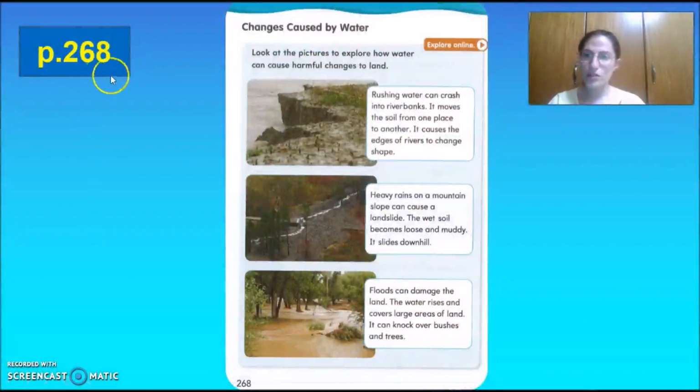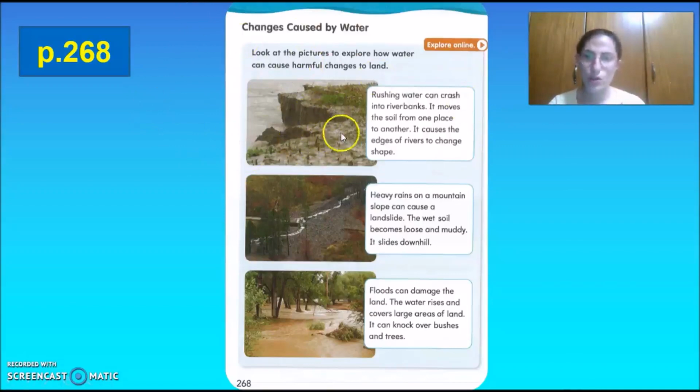We open to page 268. Changes caused by water. Look at the pictures to explore how water can cause harmful changes to land. So in this section, we're going to discuss the changes caused by water. Let's take a minute to observe what happened in the first picture.